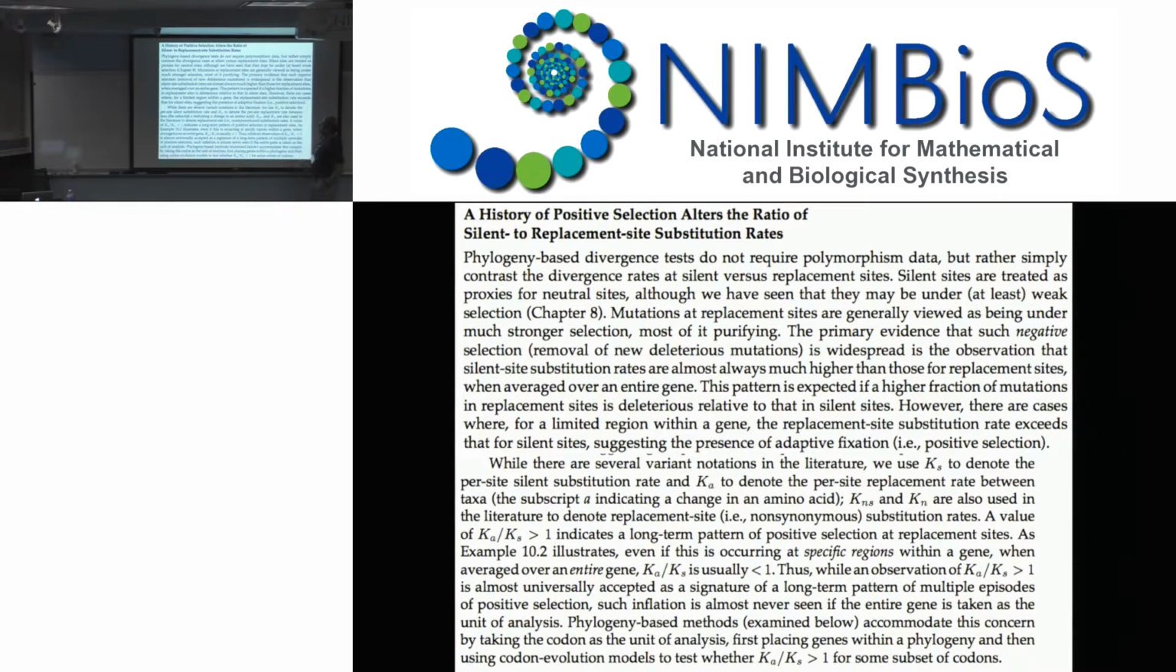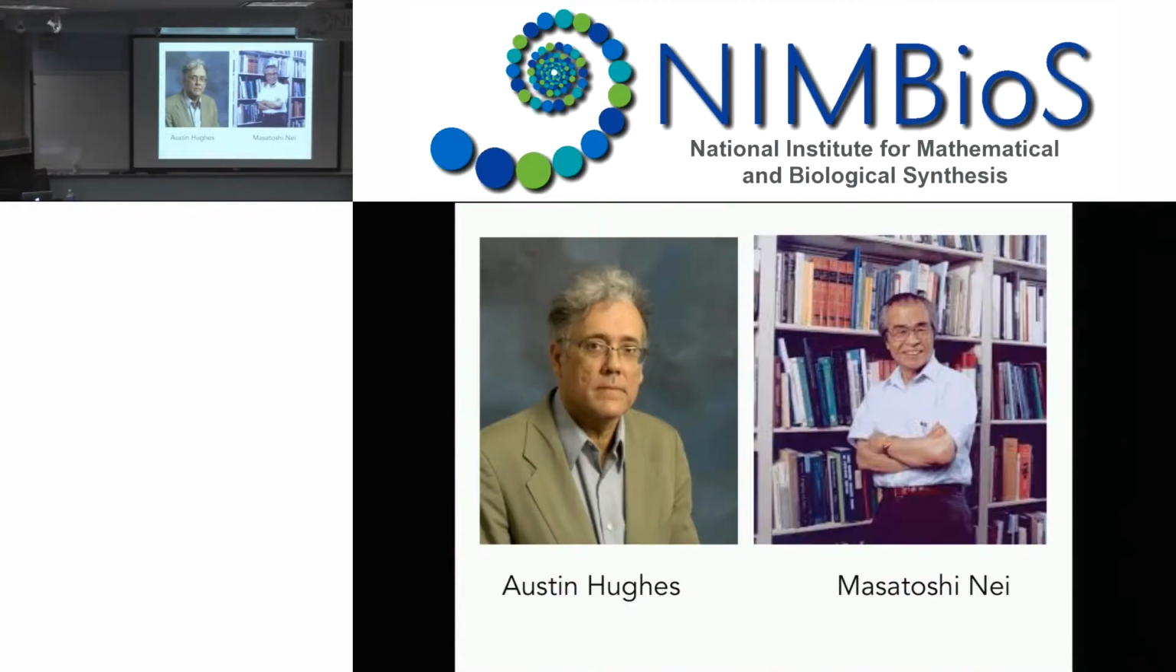And we use Ks to denote the per site silent substitution rate and Ka to denote the per site replacement substitution rate. And the ratio Ka to Ks is often called omega. We expect that value to be less than 1. A value bigger than 1 is strong evidence of selection, although, as we'll see, there are other reasons you can get that value as well.